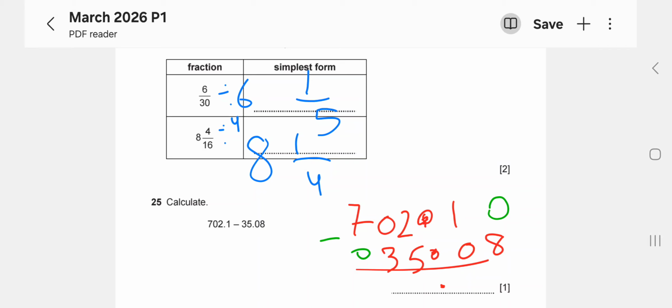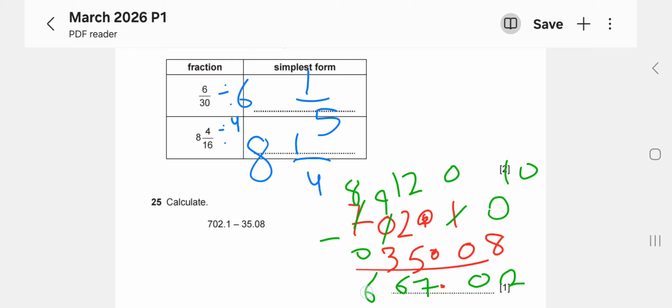0 minus 8 cannot be, you have to borrow. This will be 0 and this will be 10. 10 minus 8 is 2. 2 minus 5 cannot be, this will be 12. This will be 9, this will be 8. 12 minus 5 is 7. 9 minus 3 is 6. And the final answer, this will be 6. Take away 7, this will be 6, not 8. Yes, this will be 667.02.